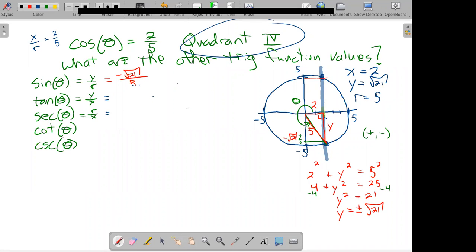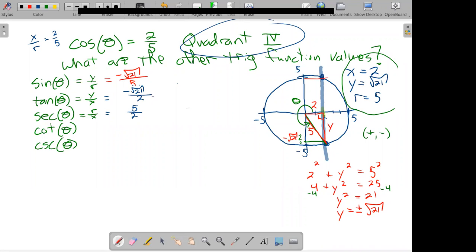Okay, so tangent, double check. The y value is just negative square root of 21, and the x value is simply just 2. I had that as the answer. I just came about it a slightly different way than using this circle. Secant, the radius is 5 and the x value is 2. That's more like it.